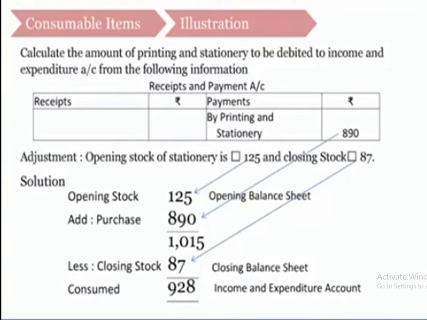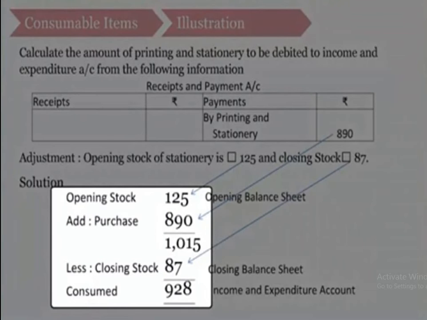Is that clear? You have to remember the formula again. I highlight the formula: opening stock or opening balance plus purchase, less the closing stock, is equal to the amount consumed. This is the formula for calculating consumable items. Opening stock, add purchase, less closing stock, then you will get the amount that is consumed.